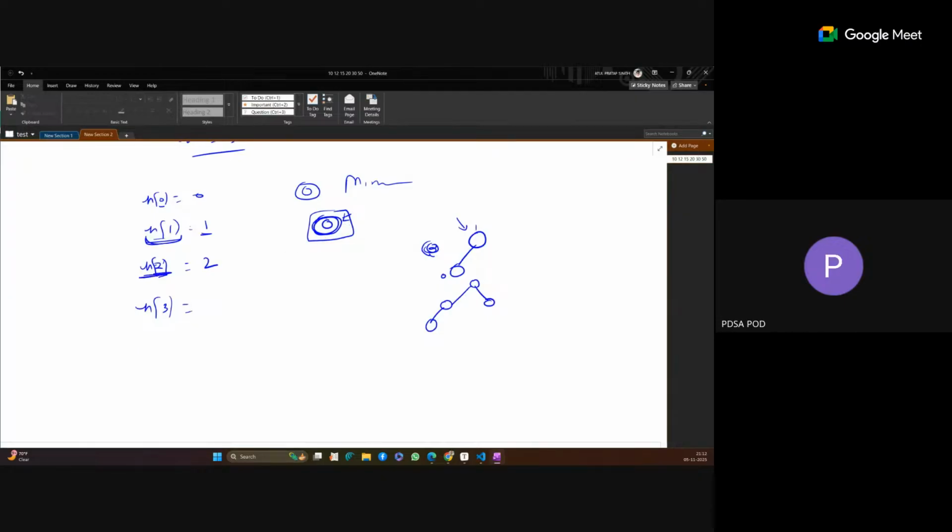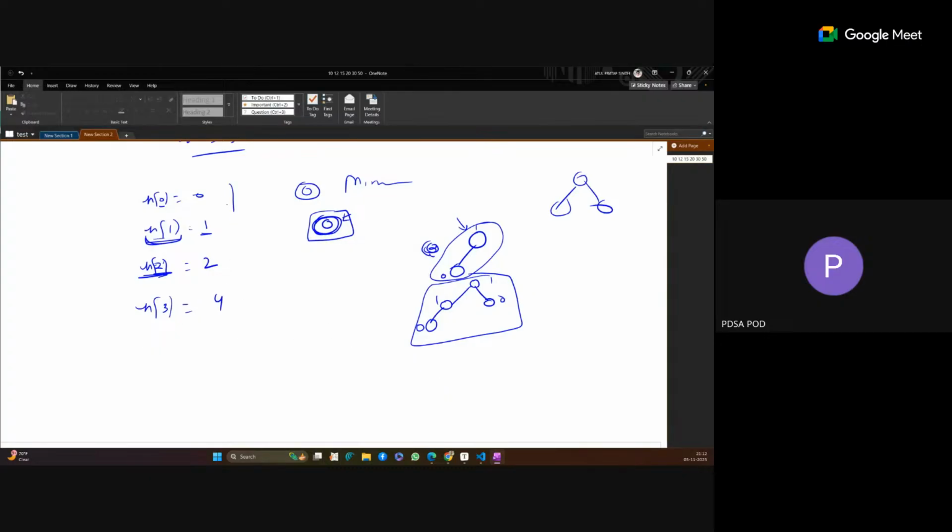Okay, for height 2, what is the minimum number of nodes possible in an AVL tree? This is the possible tree. Yes, sir. Okay, this is the minimum count, otherwise the maximum is 3. Yes, sir. Okay, for height 2. For height 3, this is the possible AVL tree with the minimum number of nodes. The balance factors here are 0, 1, 0, 1. Okay, and we are getting 4.